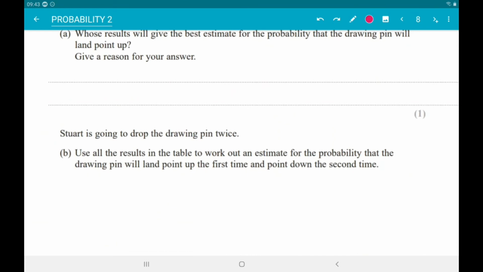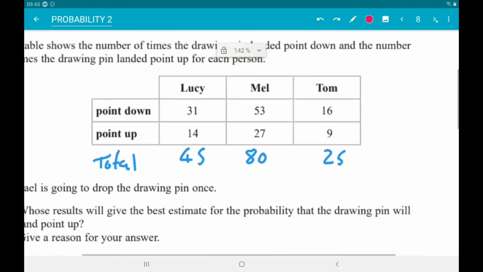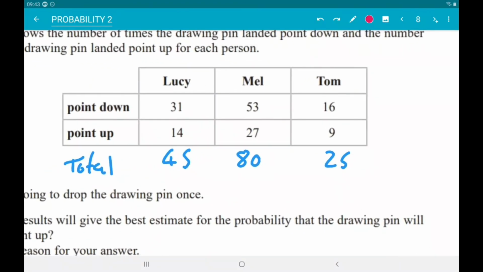And for part B, Stuart is going to drop the drawing pin twice. We want to use all the results in the table to work out the probability the pin will land point up and then point down. When it says use all the results in the table, we want to work out overall relative frequencies. So we're going to need the total number of times the pin was dropped. So 45 and 80 and 25 is 150.